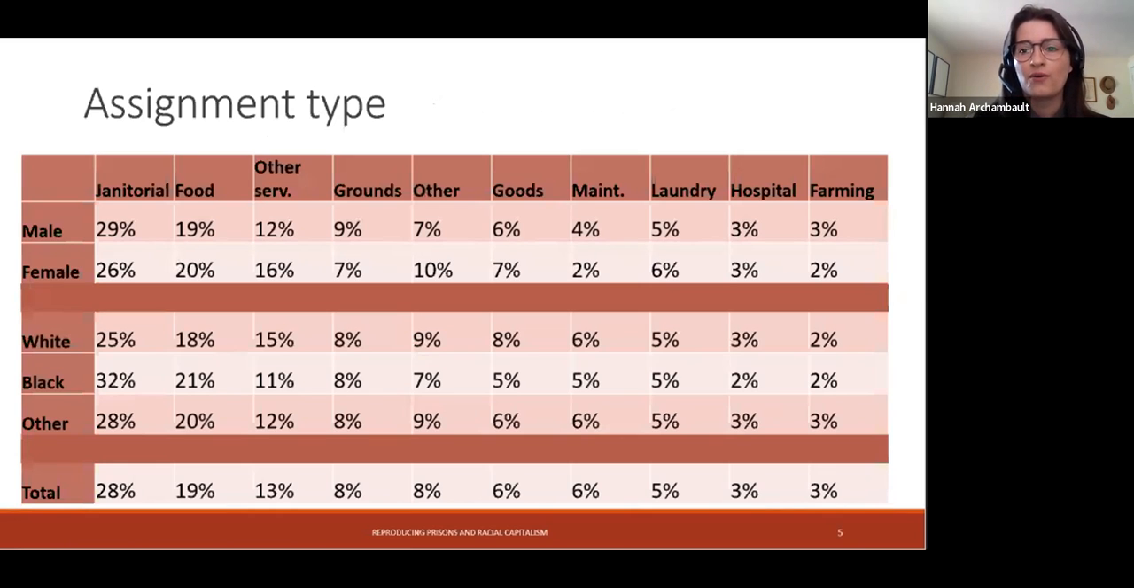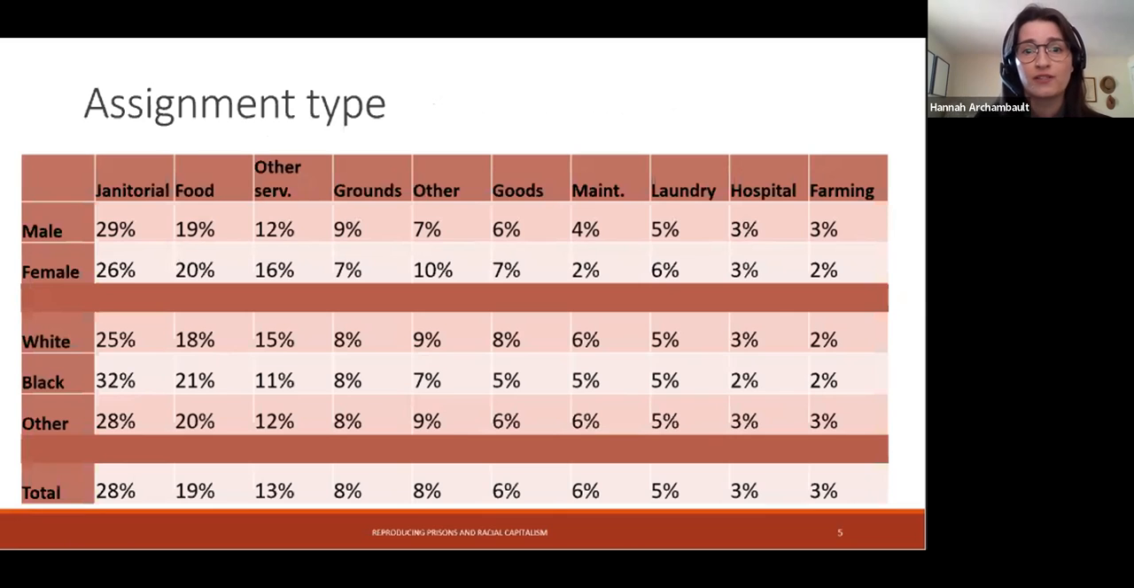This is a breakdown of the raw data for work assignments, ordered by the prevalence of the assignment. As mentioned, the survey has 10 types of work assignments: janitorial, grounds, food, laundry, hospital, farming, industry, other services, maintenance, and other. Janitorial assignments were the most common, which 28% of the incarcerated people had.